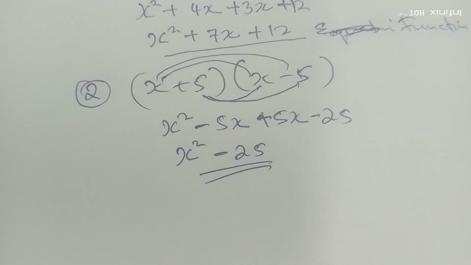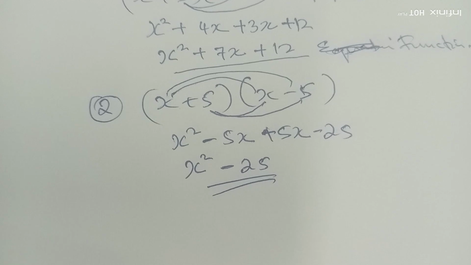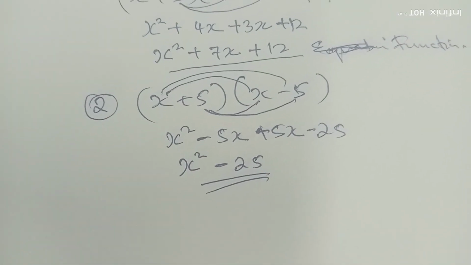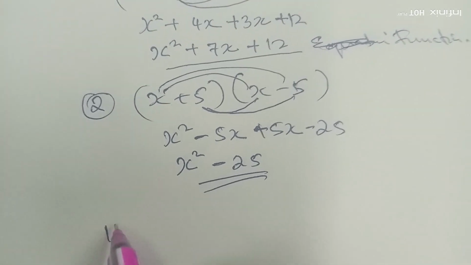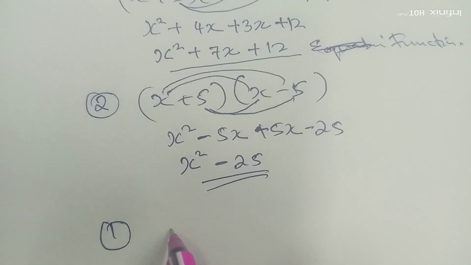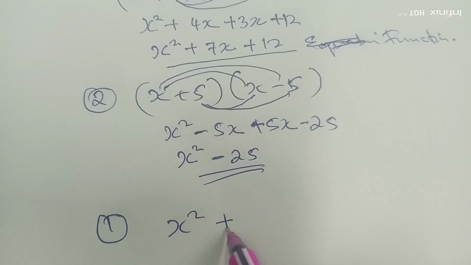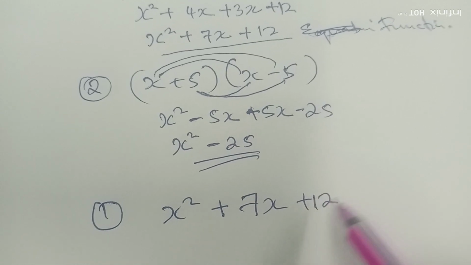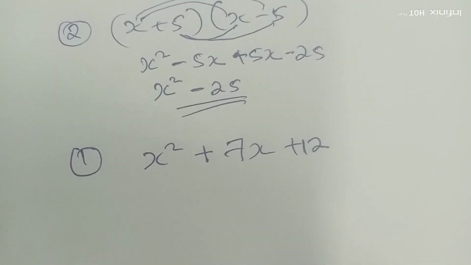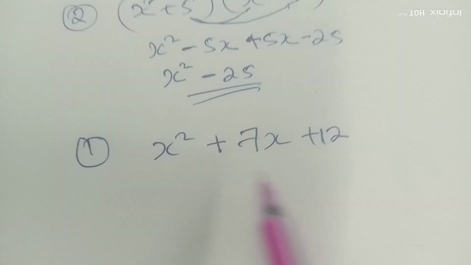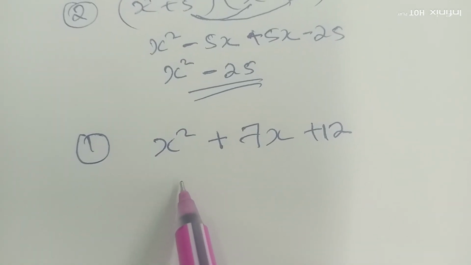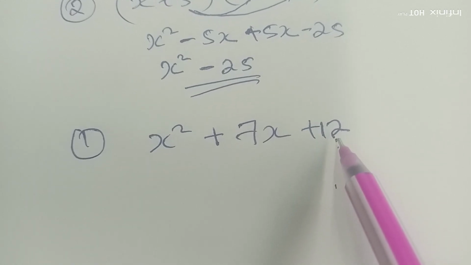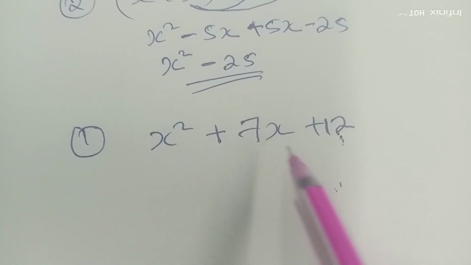So we can still do the reverse calculations. Reverse calculations means we need to get the roots of this kind of quadratic equation. If we start from number 1, where we have x squared plus 7x plus 12, how do we go about it? We look for which numbers, if you multiply them, you get 12, and if you add them, you get 7.